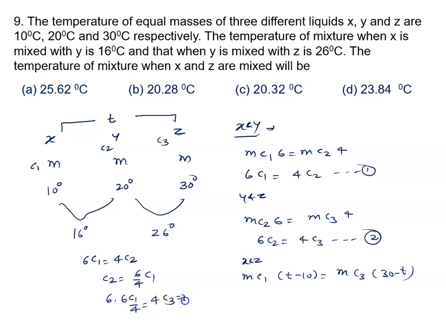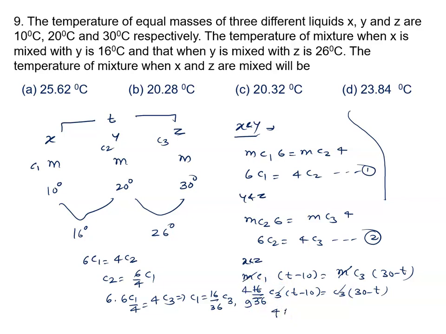अब इसको कैलकुलेट करते हैं. We will get C1 is given by 4 4s are 16 upon 36 into C3. So it is not C1, it is C3. So we will put the value of the C1, that is 16 upon 36 C3 into T minus 10 equal to C3 into 30 minus T. C3 से C3 cancel. So we can reduce this, 4 4s are 16, 4 9s are 36.